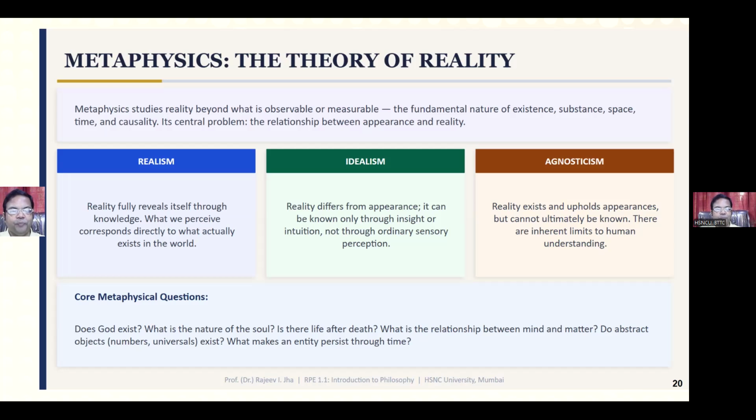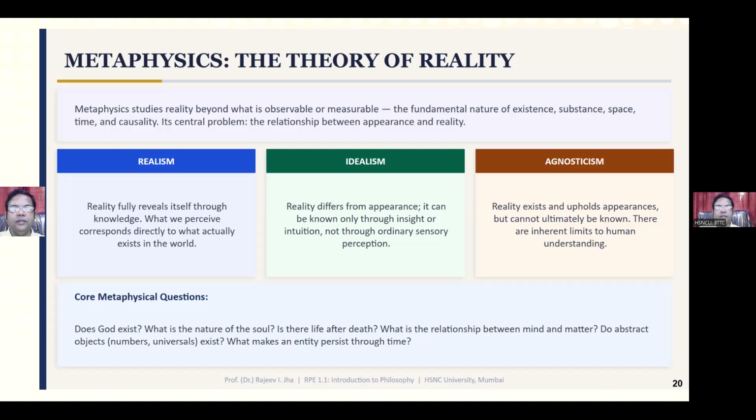Three positions emerge. The realist says, yes, what we perceive corresponds directly to what actually exists. The idealist says, no, reality is fundamentally different from appearance. It can only be known through a kind of insight or intuition that transcends ordinary perception. The agnostic says reality exists and sustains appearances, but cannot ultimately be known. There are inherent limits to human understanding.